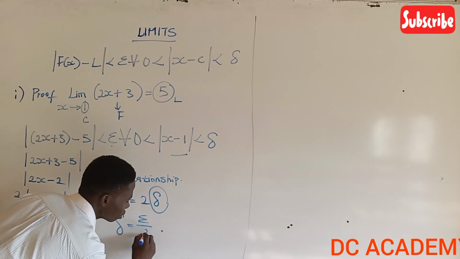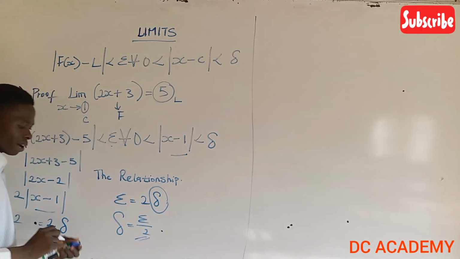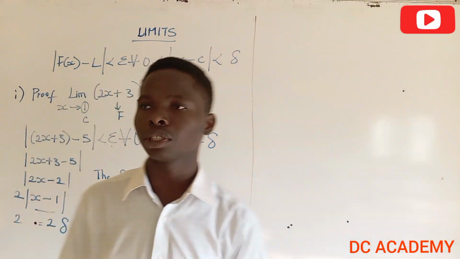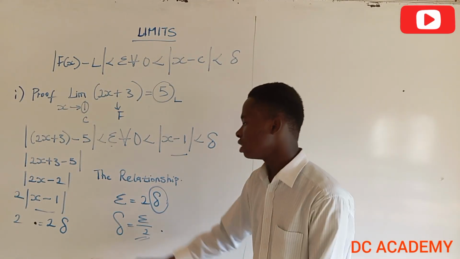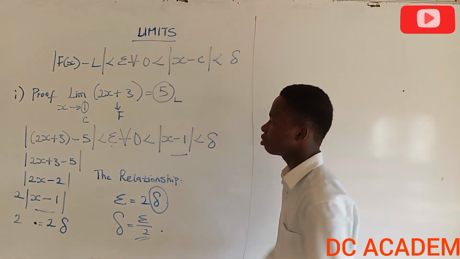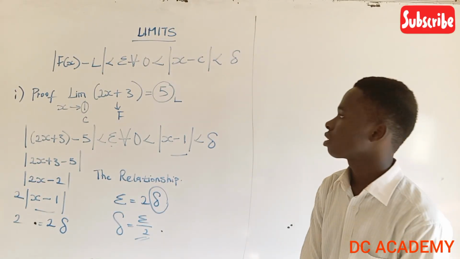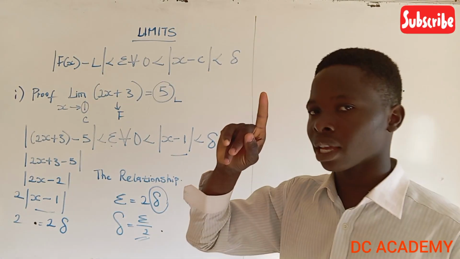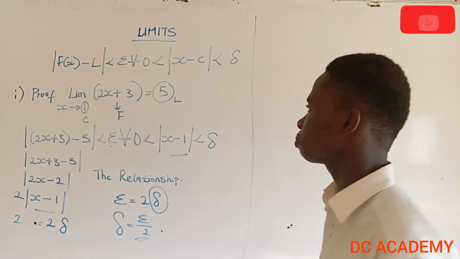Epsilon over 2. And this is our answer. So the aim of this is trying to find this relationship to say that this is equal to what? Epsilon over 2. So I believe this is clear to you now. Now let's work on one more example and it should go for now.